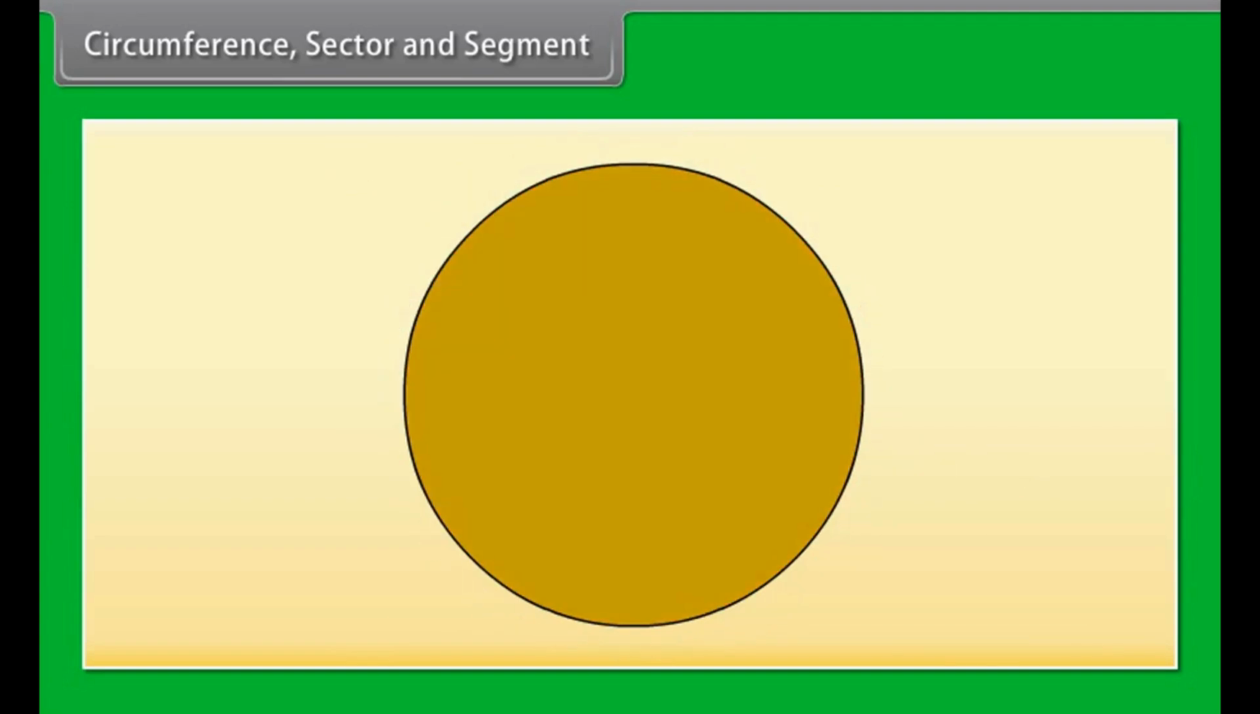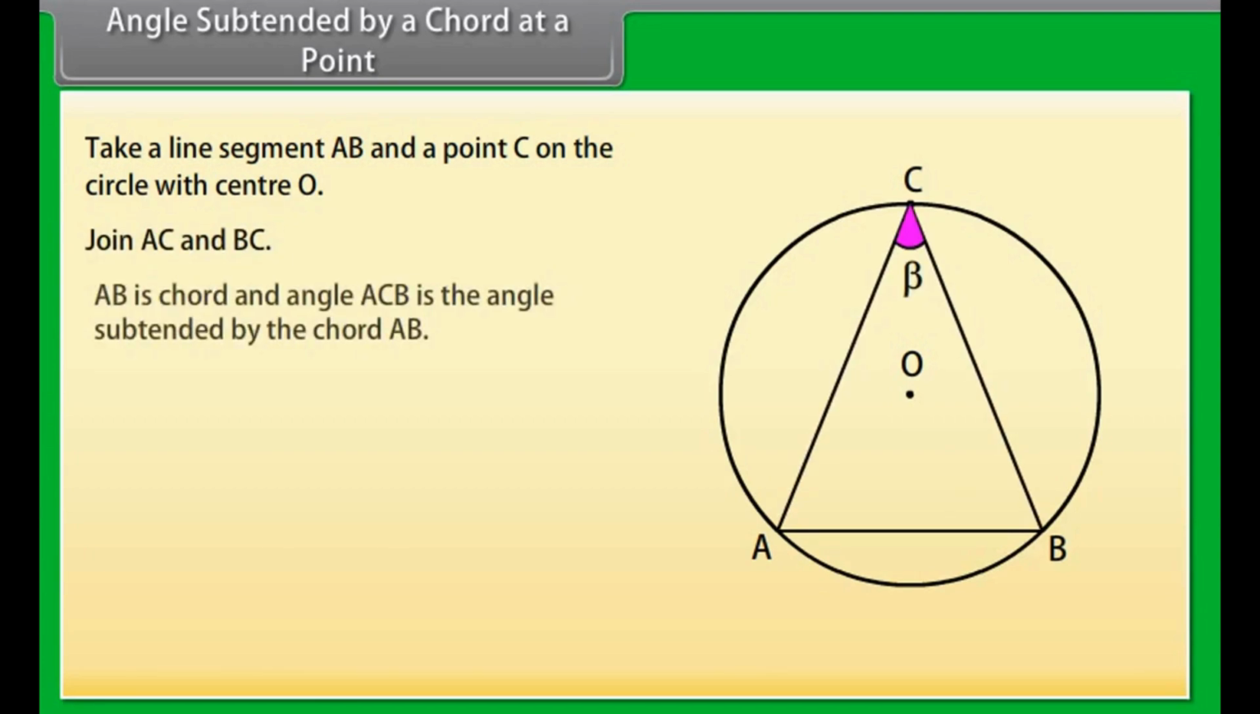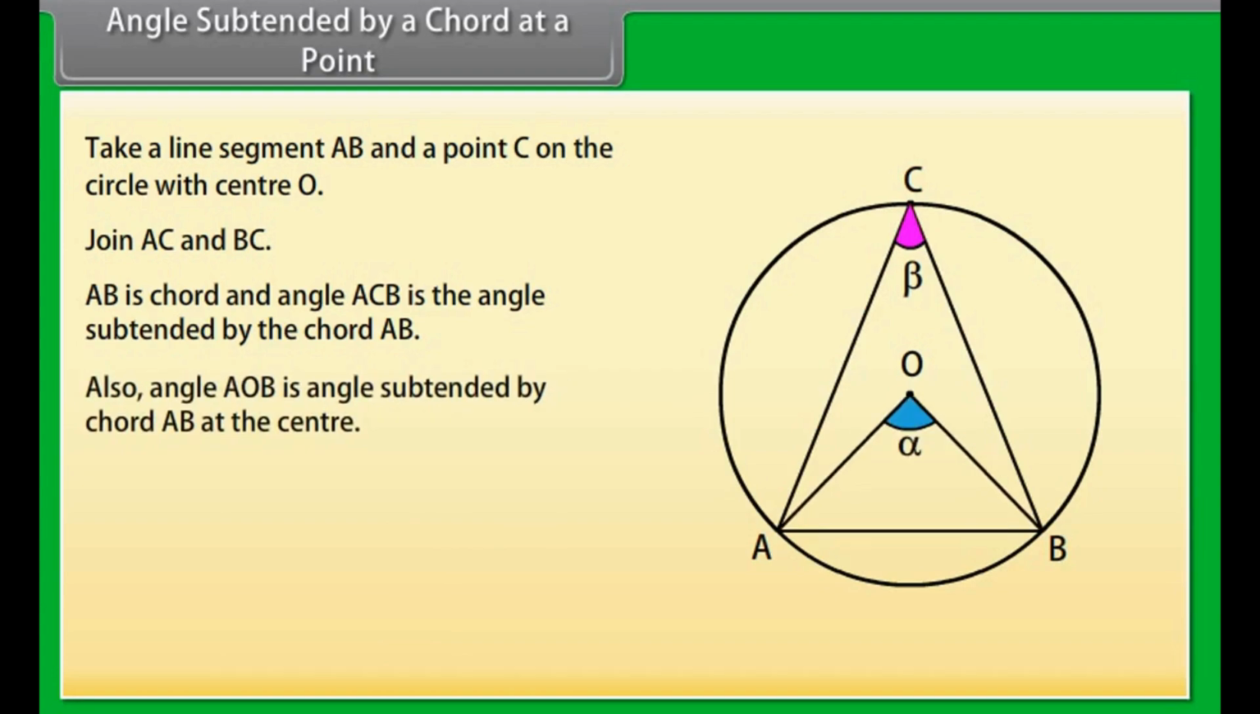Now look at this circle. Here, both the arcs are equal. Therefore, these 2 are the semicircles. Angle subtended by chord at a point. Take a line segment AB and a point C on the circle with center O. Join AC and BC. Here AB is chord and angle ACB is the angle subtended by the chord AB. Also, angle AOB is angle subtended by chord AB at the center.